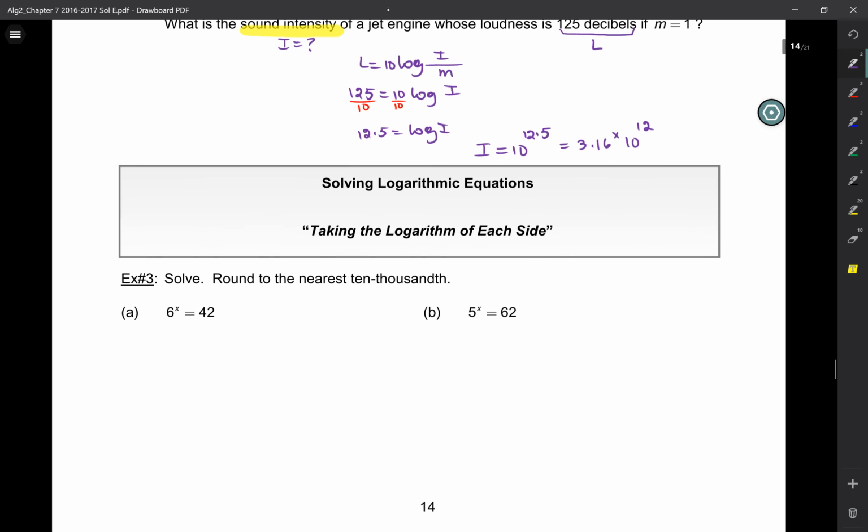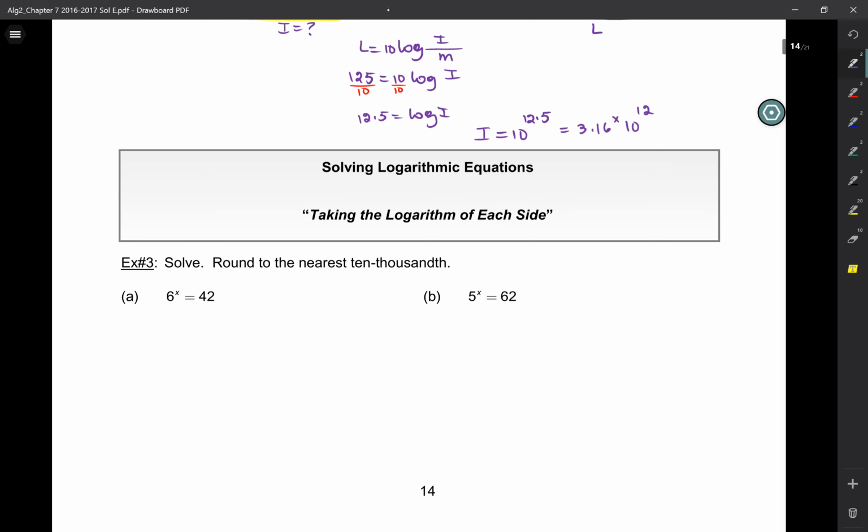All right. So how do we solve equations? How do we solve exponential equations, logarithmic equations? Basically there's a process we call taking the logarithm of each side. Look at this one. I have 6 to the power of x is equal to 42. My unknown is x, and x is the what in this equation? Is it a base, an exponent? Exponent. And how do we find an exponent? By using logarithms, right? We find exponents with logarithms.